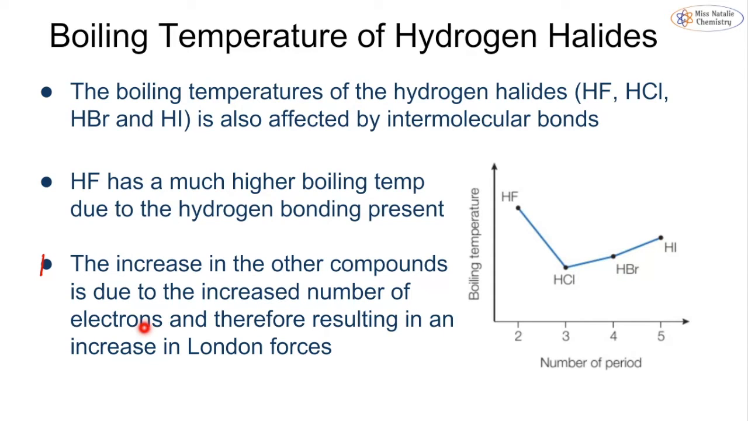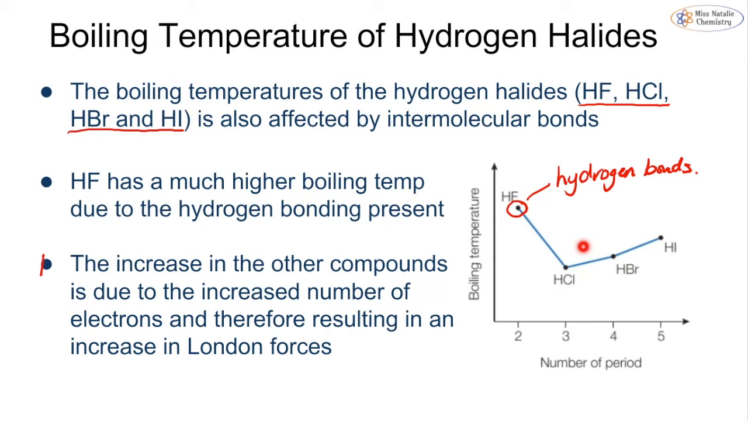When we look at the hydrogen halides, again, boiling temperatures are affected by intermolecular bonds. We're going to compare HF, HCl, HBr and HI, so the hydrogen halides. Hydrogen fluoride has a much higher boiling point, and it is because it has hydrogen bonds. It is the only one of the hydrogen halides that has hydrogen bonds.